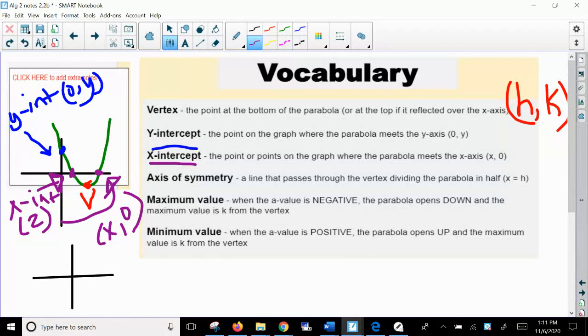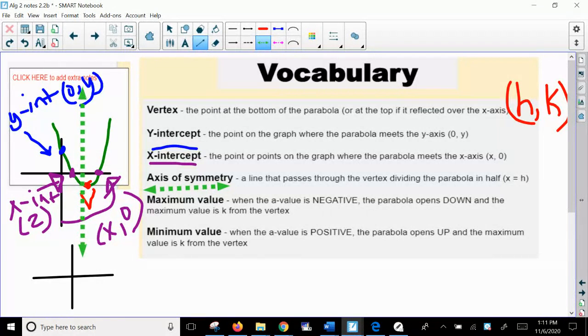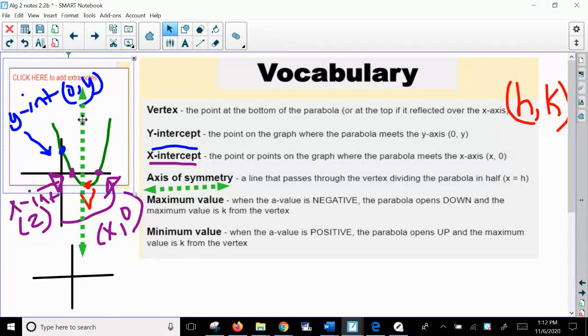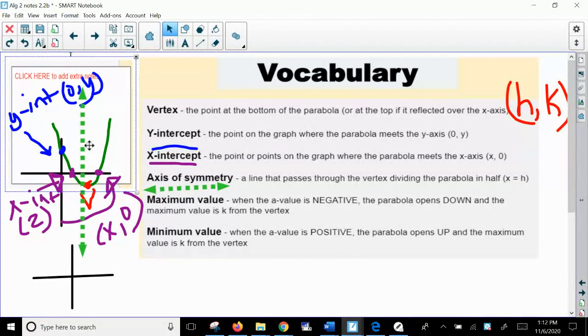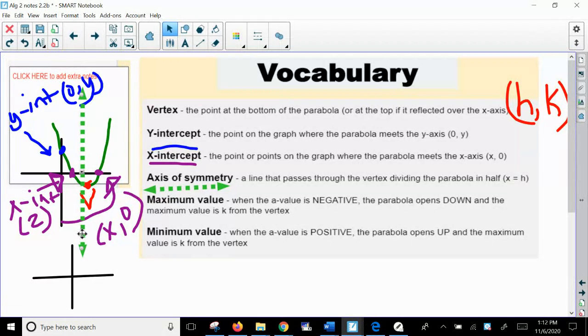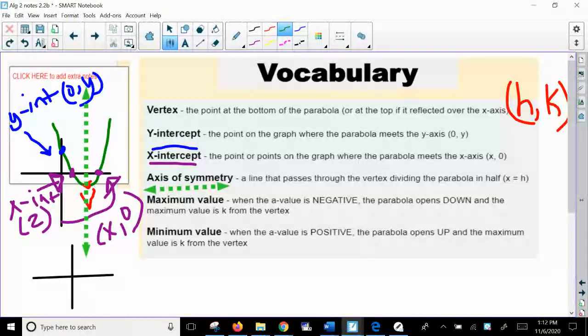Now, your axis of symmetry is a line that goes through the vertex of the parabola, like this. Okay? So you will write the equation for that line, and your equation is x equals whatever the x part of the vertex is. It's always x equals h for the axis of symmetry. So axis of symmetry is a line. Vertex is a point. Okay?